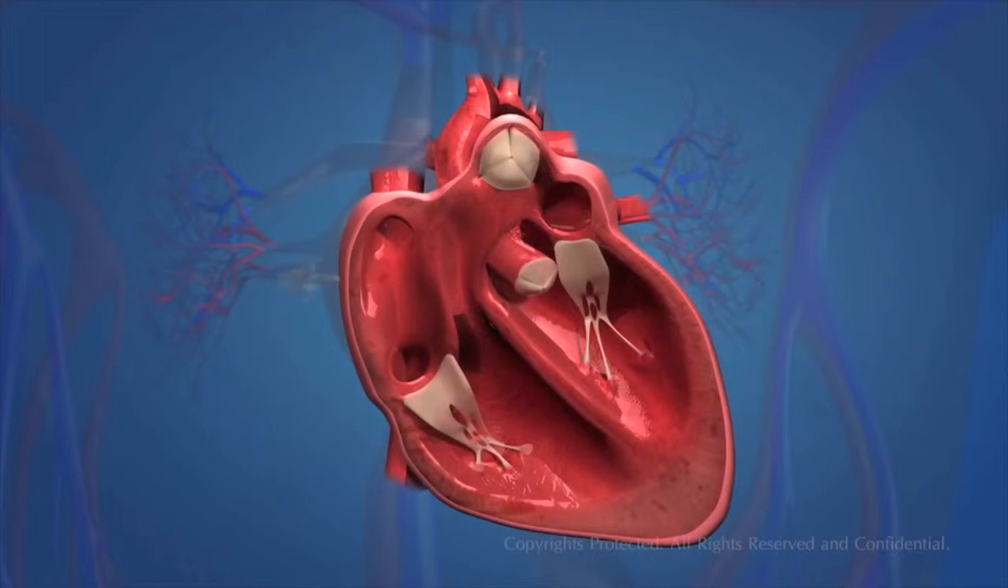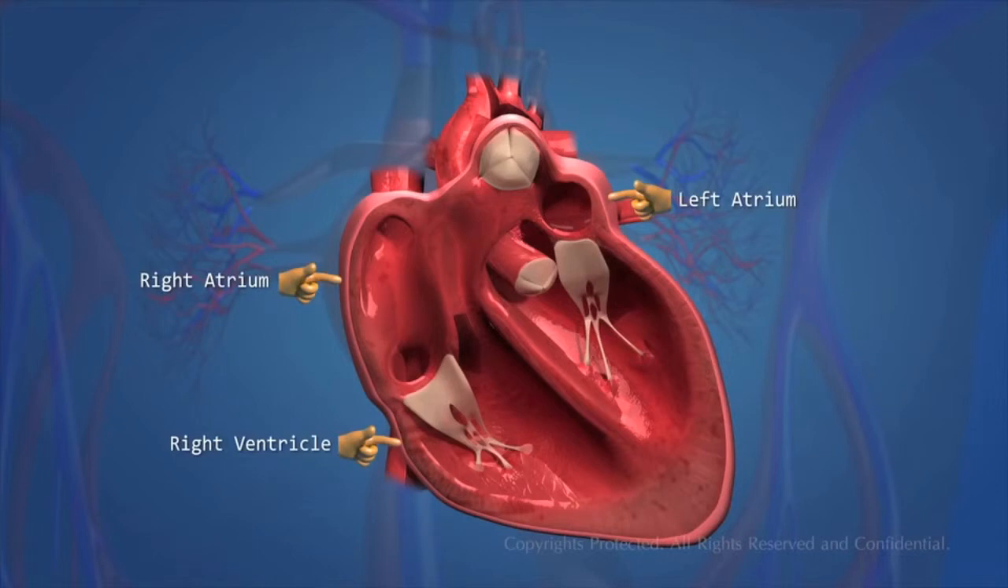The heart is composed of 4 different chambers: the right atrium and the left atrium, the right ventricle, and the left ventricle.